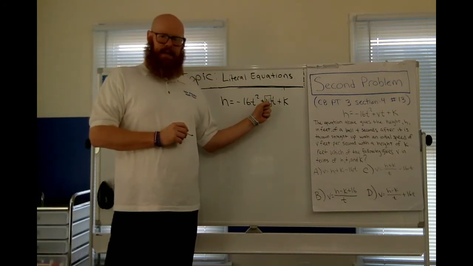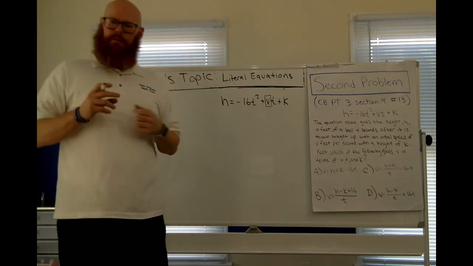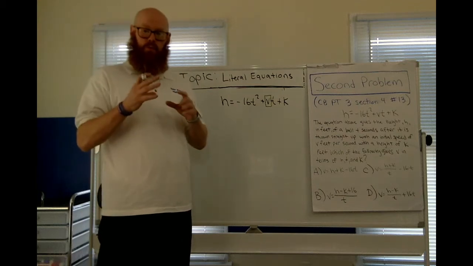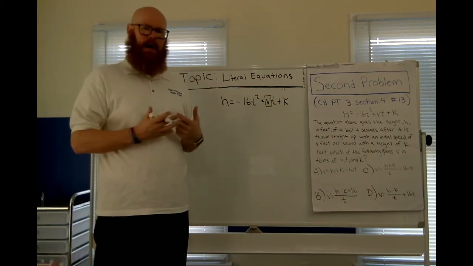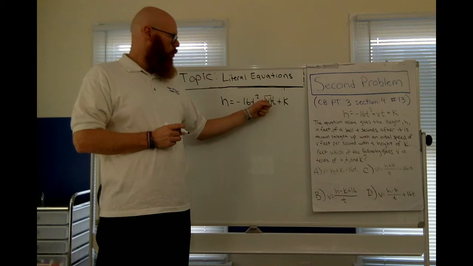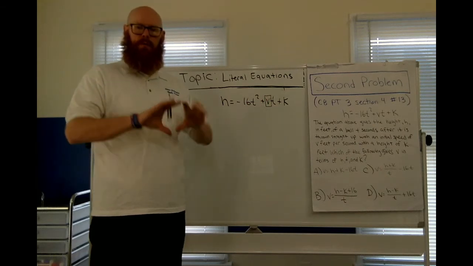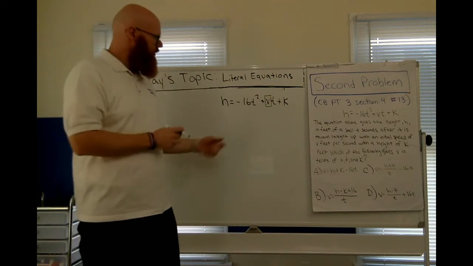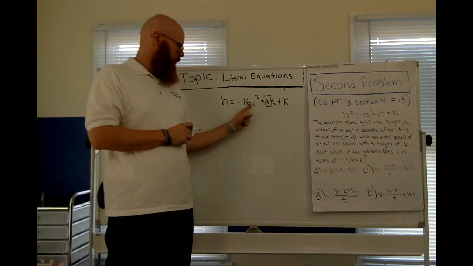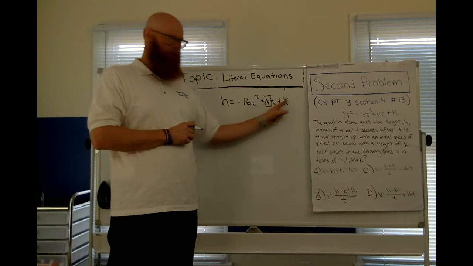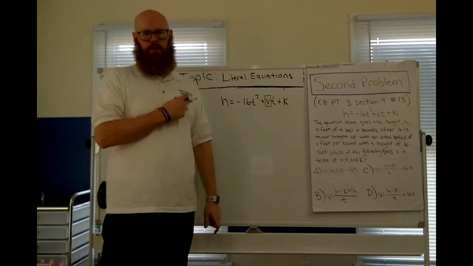Since v is not in the denominator, you keep it where it is. If the variable is buried in the denominator, then you would want to move it out of there, but if it's not, you don't want to move it. We want to move everything else around it, and let's start with the furthest away from it, so either the negative 16t squared or the k. Both of them need to go to the other side.